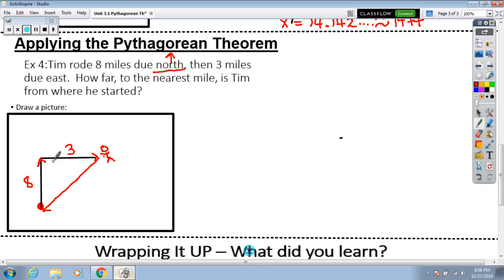Okay, so we can obviously see our right triangle here. And this would be C because it is the diagonal or the side across from the right angle. So now we know that 8 and 3 are our legs. They are A and B. So let's plug into our formula. We know what we're solving for now.